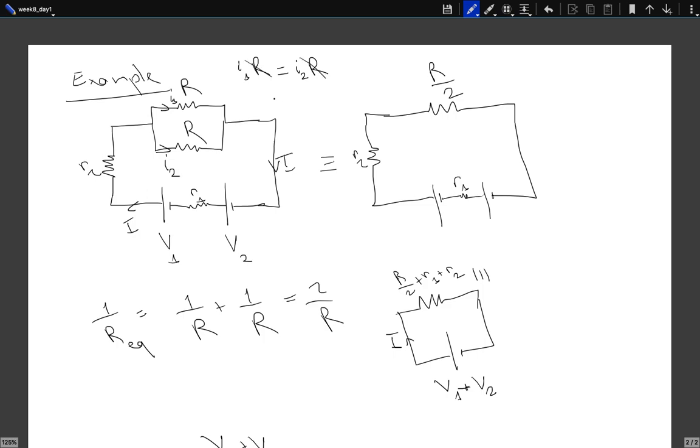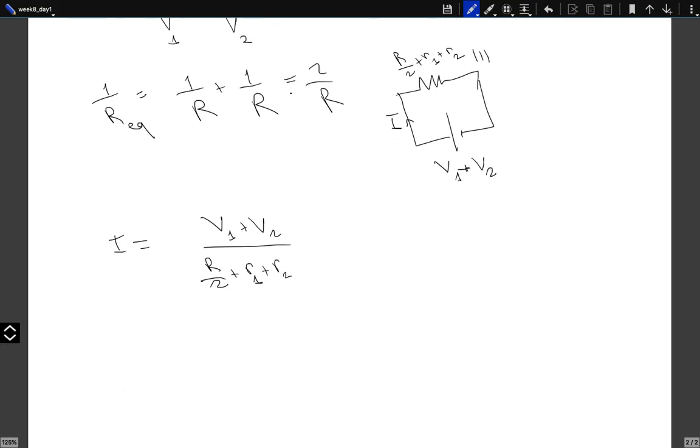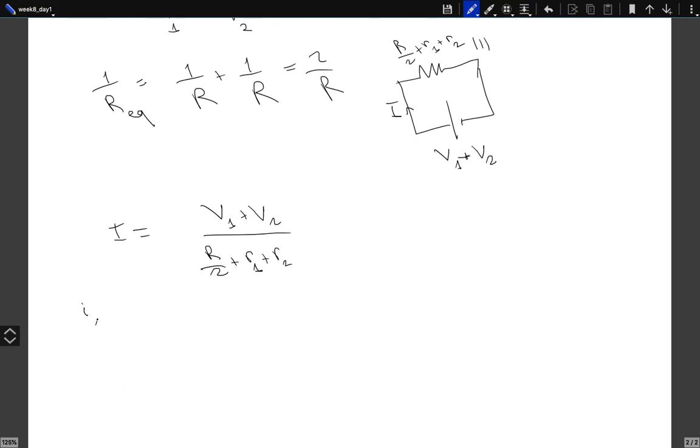So in this case, I1 and I2 should be equal. Furthermore, I1 plus I2 should be just the capital I. So I1, which is equal to I2, should be equal to V1 plus V2, divided by R over 2 plus R1 plus R2, divided by 2. These are the currents running through each one of the resistors connected in parallel.